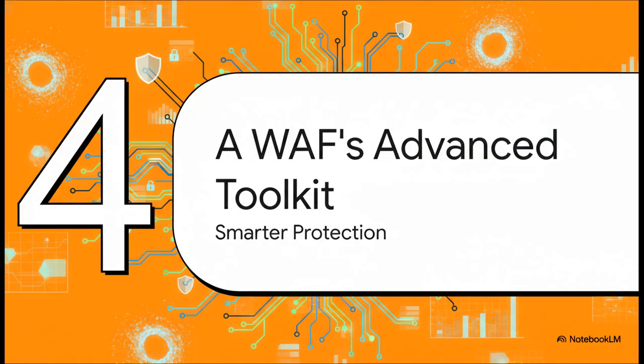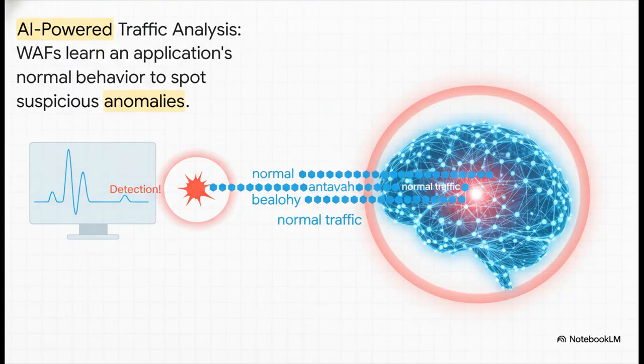But modern WAFs are so much more than just a simple rulebook. They come packed with a whole advanced toolkit that makes them way smarter and more effective than ever. One of the coolest, most powerful advances is how they use artificial intelligence. I love this analogy. Think of it like a security guard who's been at the same building for years. They just know the rhythm of the place, who comes and goes, and when. A modern WAF does the exact same thing with data. It learns what's normal, so when it sees something weird, like someone trying to access a sensitive file at 3 a.m., it flags it as a suspicious anomaly, even if it's not a known threat.